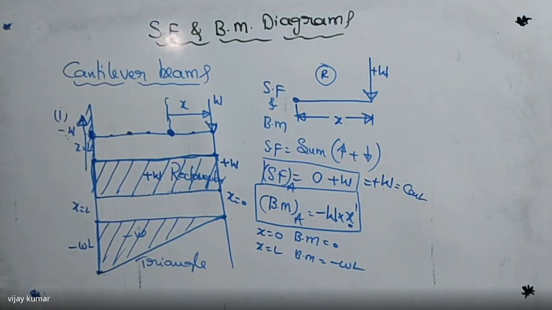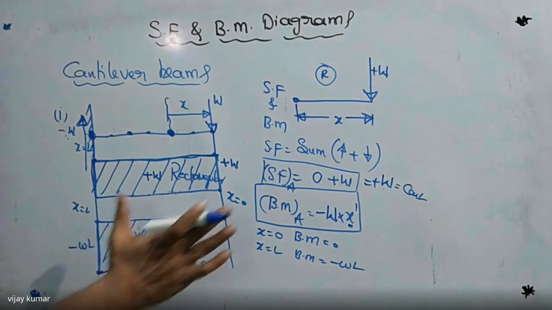So listen carefully. If the beam is subject to a point load, that beam may be cantilever or overhanging, simply supported, propped beam, whatever it is, the shear force diagram is a rectangle and the bending moment diagram is a triangle, for point load only. Did you get my point or not? So this is the way of calculation of shear force and bending moment on a cantilever beam which is subject to point load, and how to draw the shear force and bending moment diagram.